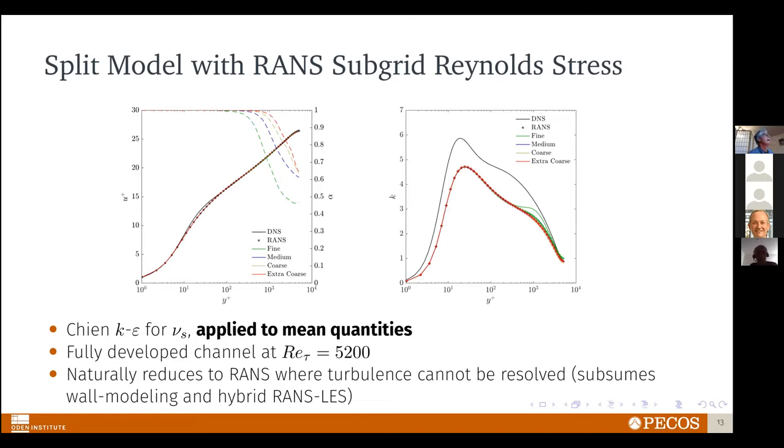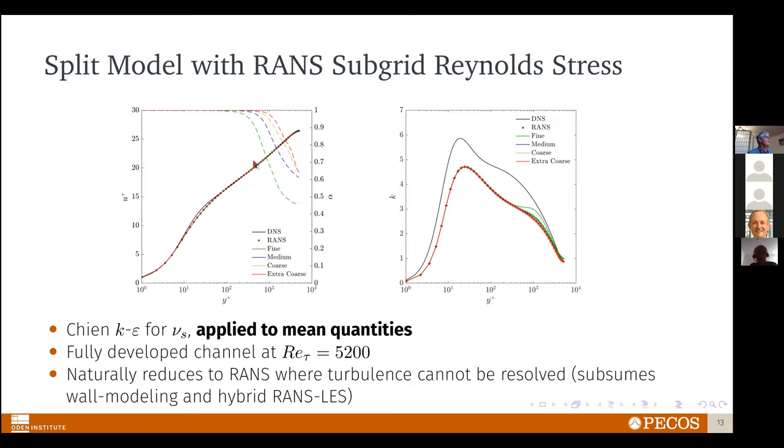But we can use RANS in the mode in which I'm proposing it here. Here's essentially the same kind of problem. We're using the Chen's K epsilon model for nu_t, but it's applied to the mean quantities. So we're applying it to average quantities only, in the context of an LES that we're talking about, and this fully developed channel at Re tau 5200.